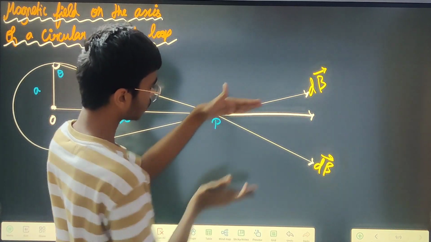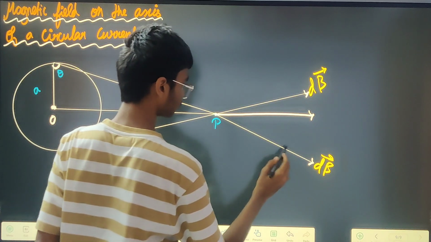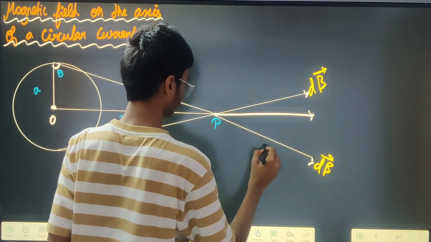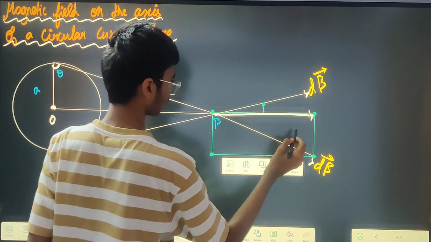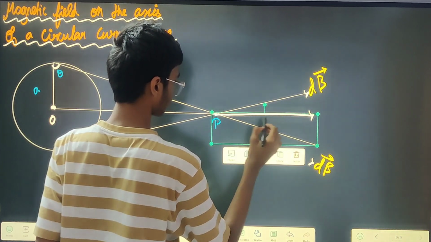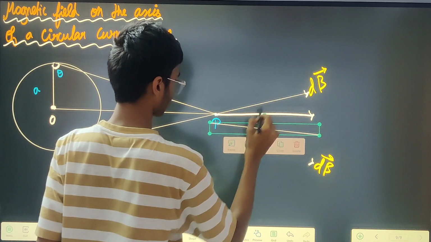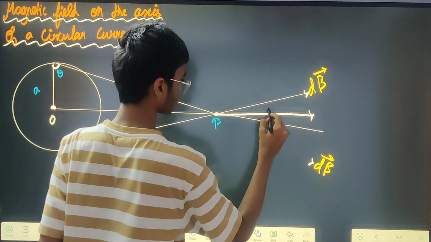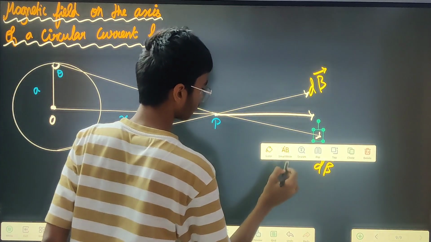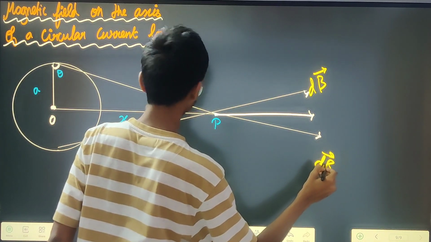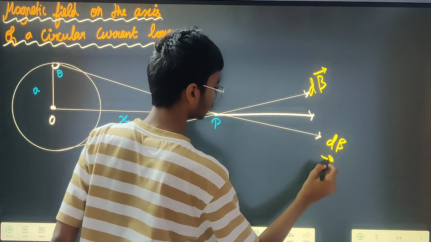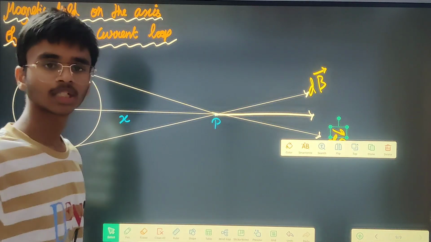These two will be like this. I'm trying to make them symmetrical. Okay, now it's kind of symmetrical. So this is going to be the resultant.